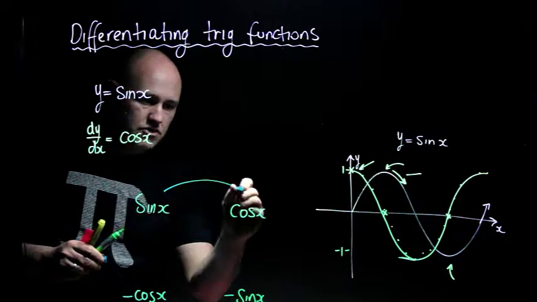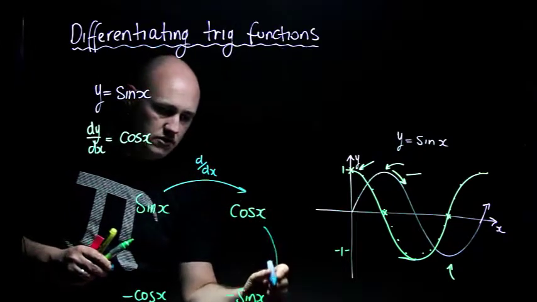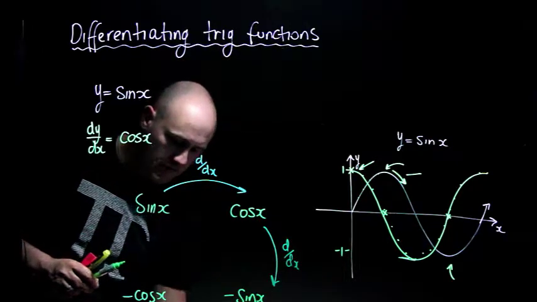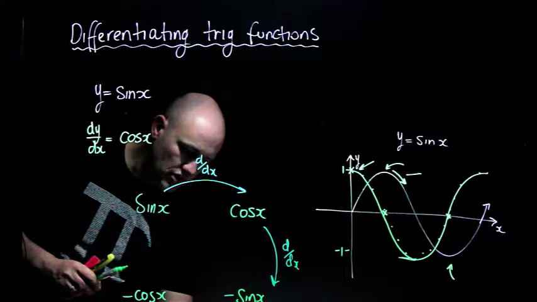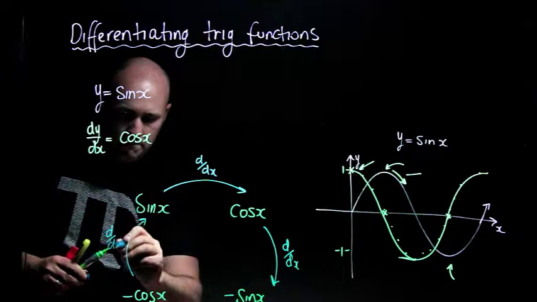It goes sine x to cos x if you derive, cos x to negative sine x if you derive, negative cos x, sorry, that was really bad. And it might even be off the screen. And then if you derive that, that's what you get.